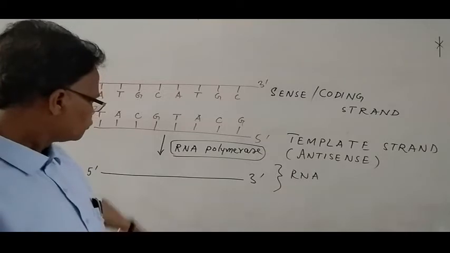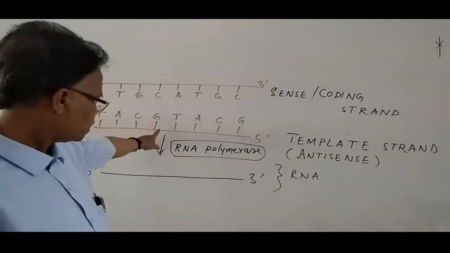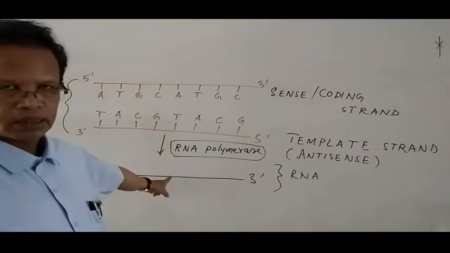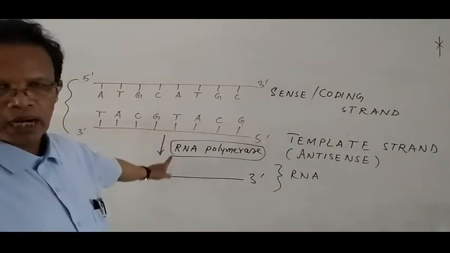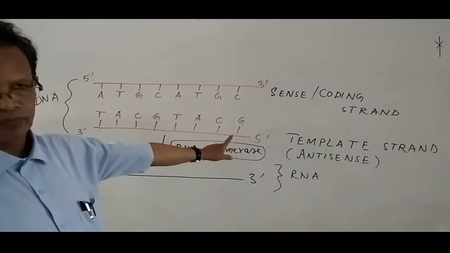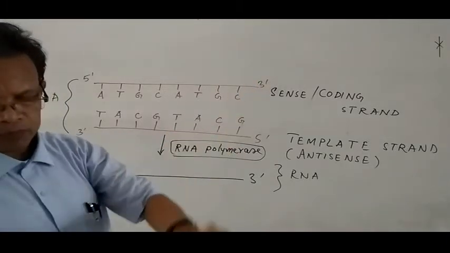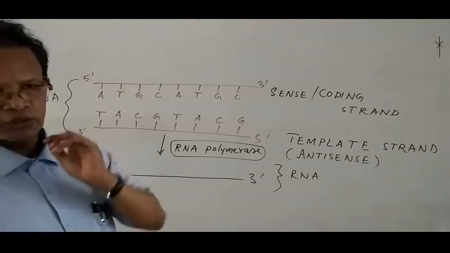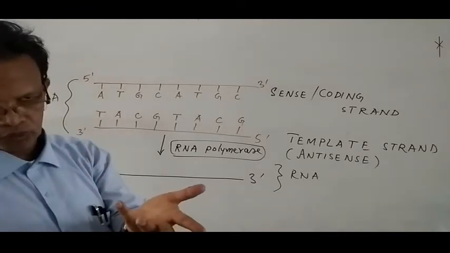Okay, the strand of the DNA molecule from where an RNA is synthesized is known as the template or antisense strand. And a template strand's polarity always occurs in 3'5' direction.